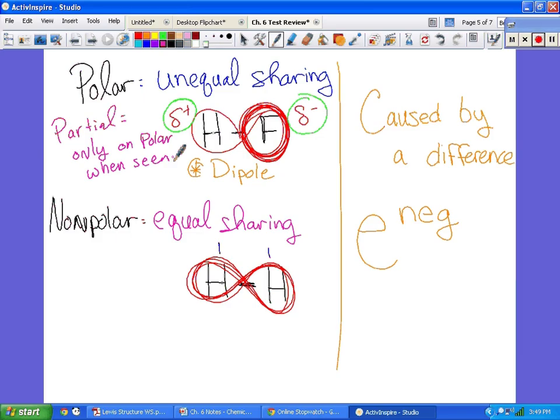Now, somebody asked me this question. Is an ionic molecule a dipole? Okay. The answer to that is no, and here's why. Because what are these electrons being done with? They're being shared. In an ionic bond, what are they doing? They're completely given away.